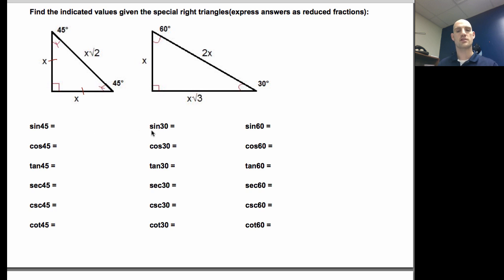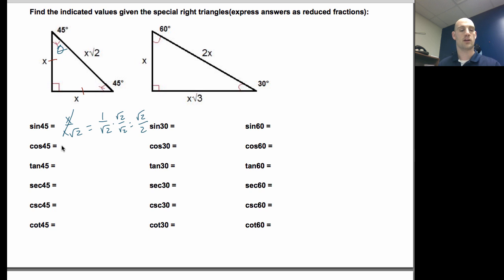So as we set up these ratios, there's a bunch of them, but as we go through them, you're going to see there's a pattern here. So the sine of 45. I'm just going to, for example, take this one as my theta. So the sine of 45 is x over x root 2. Well, if it's x over x root 2, that really is 1 over root 2. If I rationalize, that would be the square root of 2 over 2.